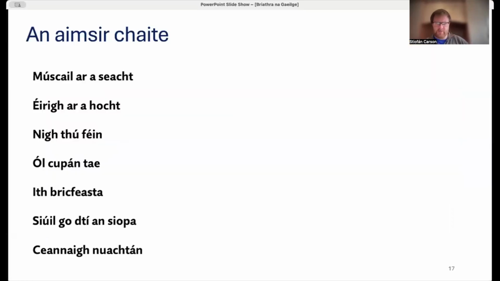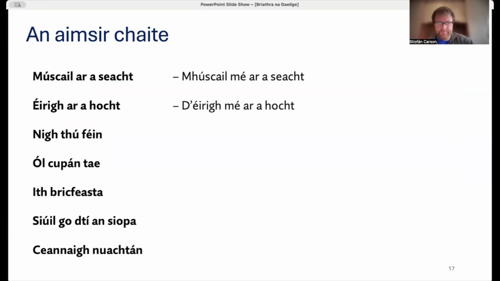So we're going to put these verbs into the past tense and we're going to use mé as the subject. So músclaíodh, well, we can put a séimhiú on an M. So mhúscail mé ar a seacht, I woke up at 7. Éirigh, well, we can't put a séimhiú on it, but we can put that D apostrophe because it's a vowel. So d'éirigh mé ar a hocht. Nigh, remember L, N or R, we can't séimhiú an N. So fágann muid mar atá, we'll leave it as it is.